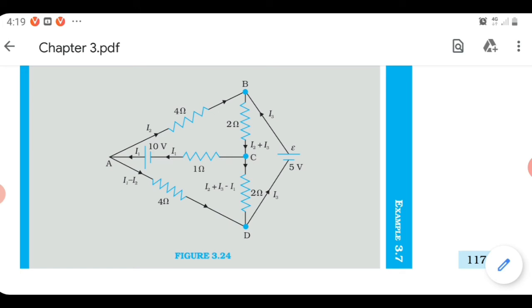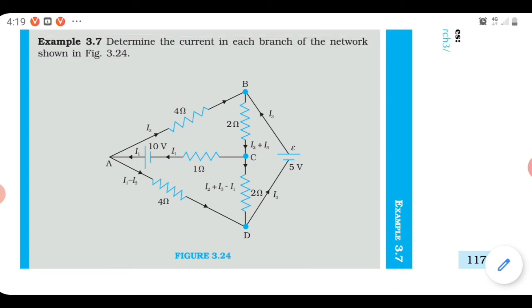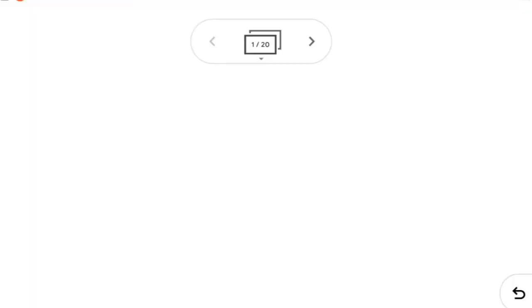Then only you will get the current in each resistor. For that you need to frame equations using KVL. Then solve the equations. You know how to solve linear equations. Solve those equations and find the current. So framing equations, we will discuss; solving those equations and finding the current, you do yourself. So for the loop ADCA, we have 4 into I1 minus I2.